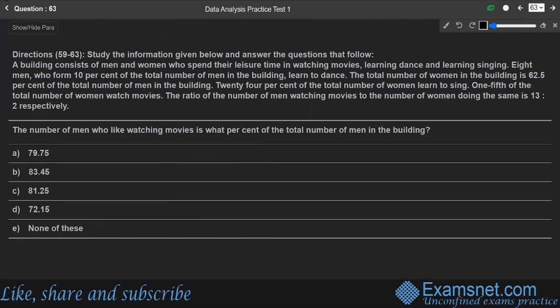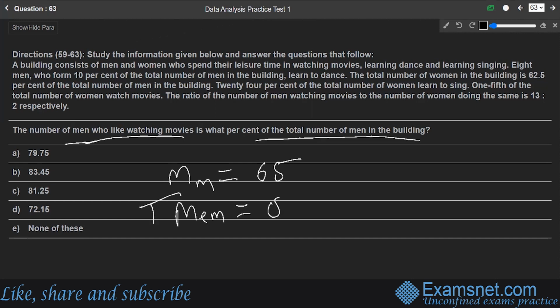The same chart continues. Now he's asking the number of men who like watching movies is what percent of the total number of men in the building. So how many men are watching movies? Let us refer to the chart. Men who are watching movies can be referred from the chart, and the value is 65. And the total number of men in the building, we had already calculated, was 80.